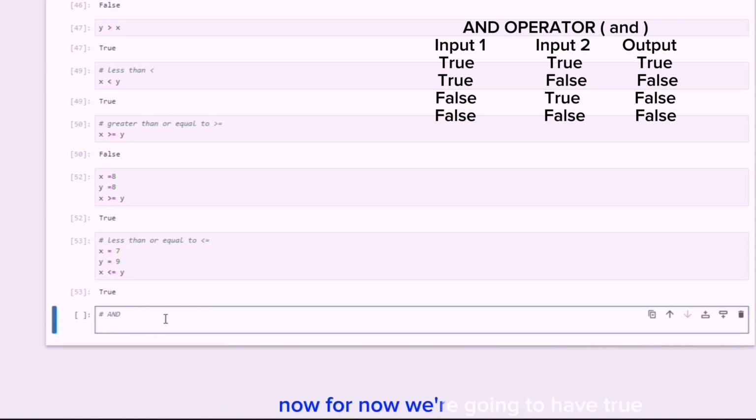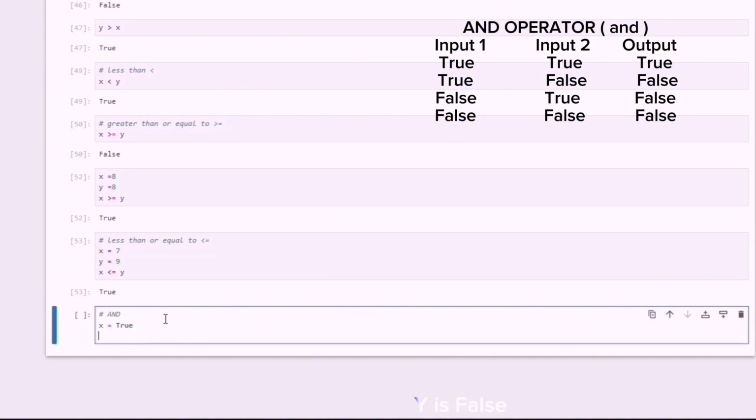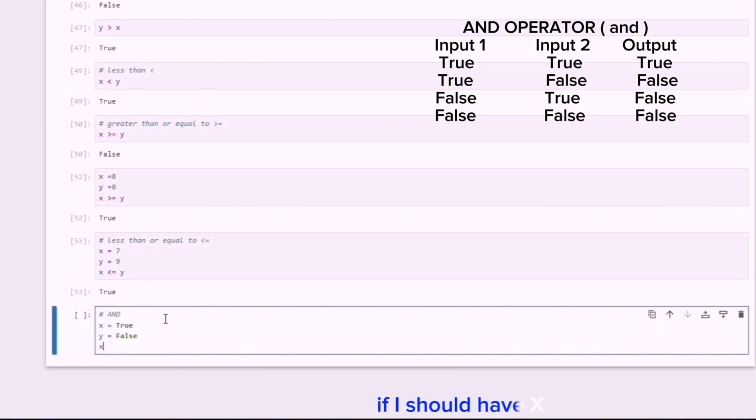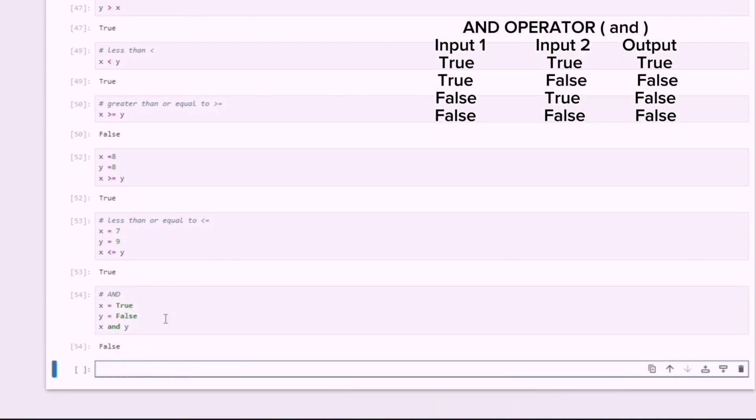Okay, let's do it this way. X is true. Y is false. If I should have X and Y, remember I told you X is true, Y is false. So X and Y, true and false, will give me false. If I should have true and true, which is X and X, this will give me true.